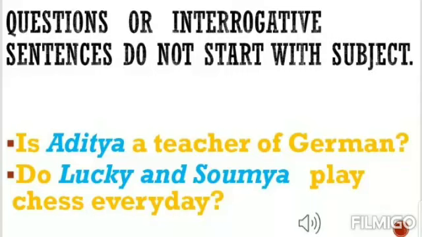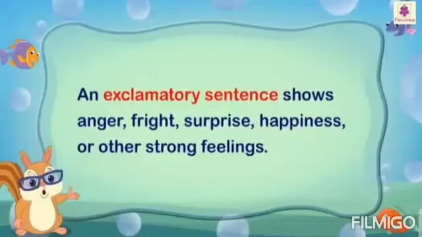Similarly, when we come to the second sentence, do Lucky and Soumya play chess every day? Here also we are talking about Lucky and Soumya, who are the subject, but here also they are not at the beginning of the sentence. The sentence starts with a question word, and that is do, or we can say that it is a verb. Let's talk about exclamatory sentences.